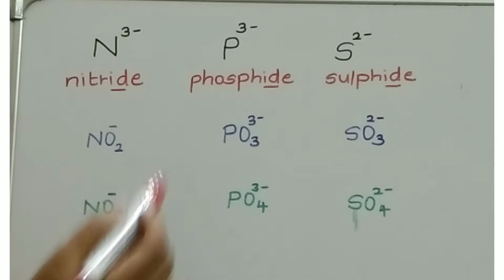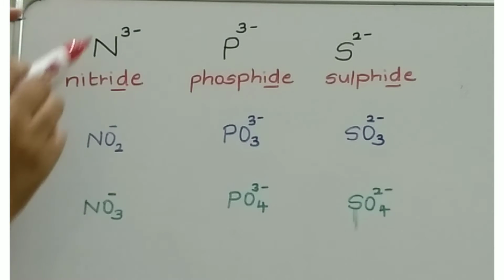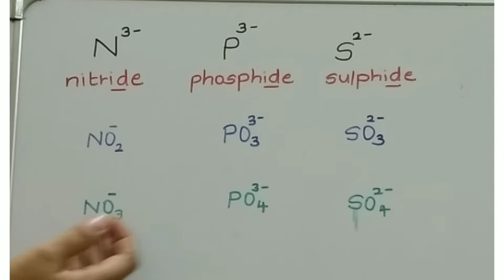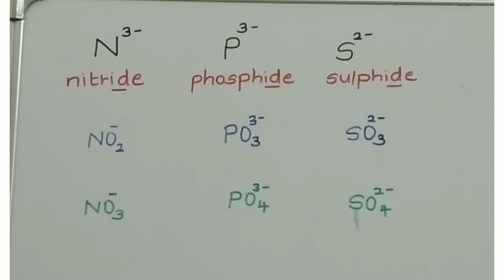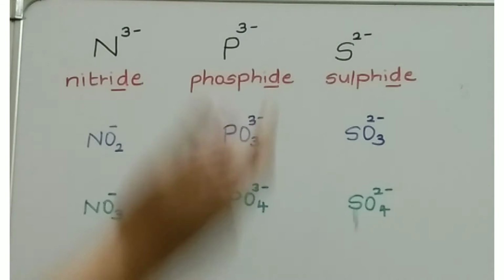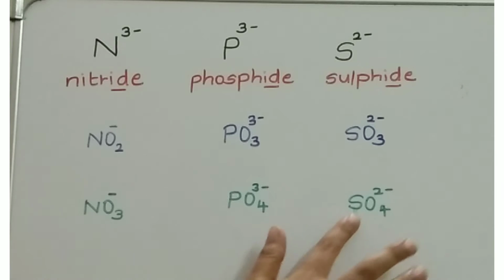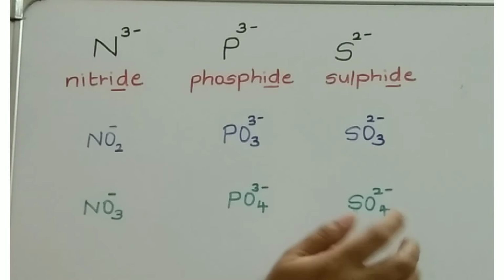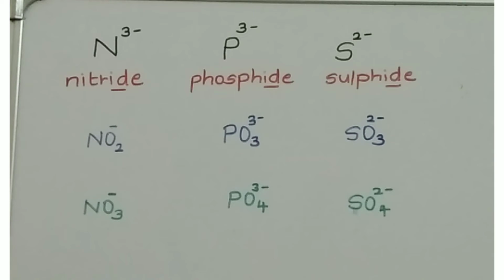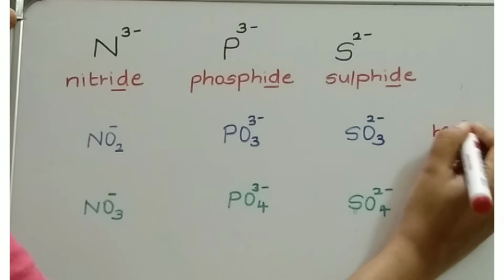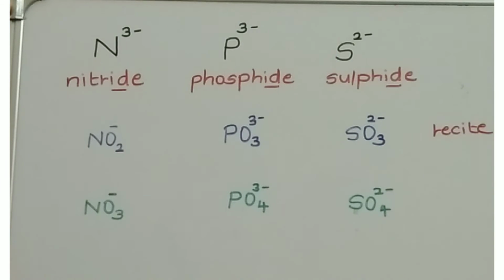So the smaller numbers, correct. Check in this one. We will take the nitrogen examples, NO2 minus and NO3 minus. Which is the smaller number? NO2 minus, 2 is the smaller number. Similarly here, PO3 3 minus, PO4 3 minus, which is the smaller number? That is PO3. Over here SO3 and SO4, so which is the smaller number? SO3. So remember, the smaller number is easy to recite.